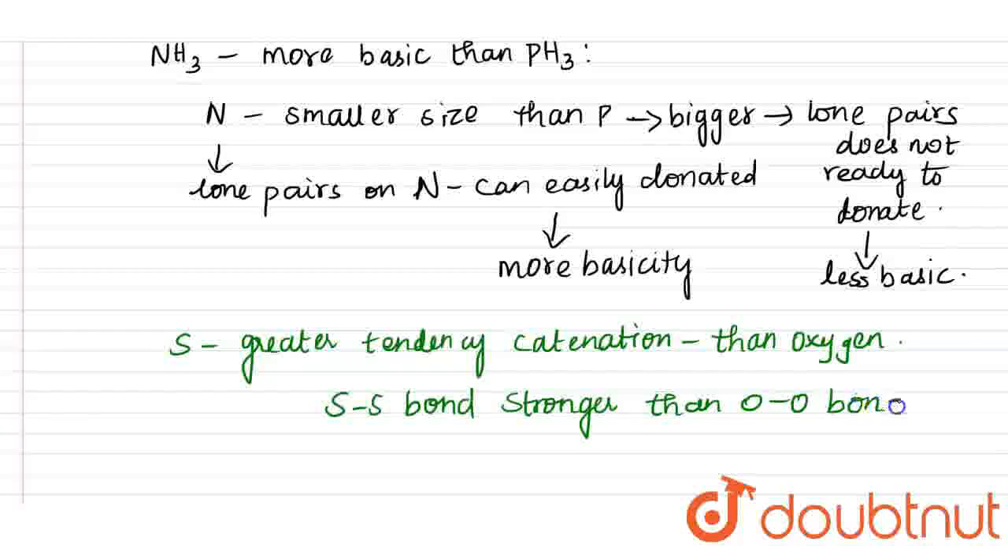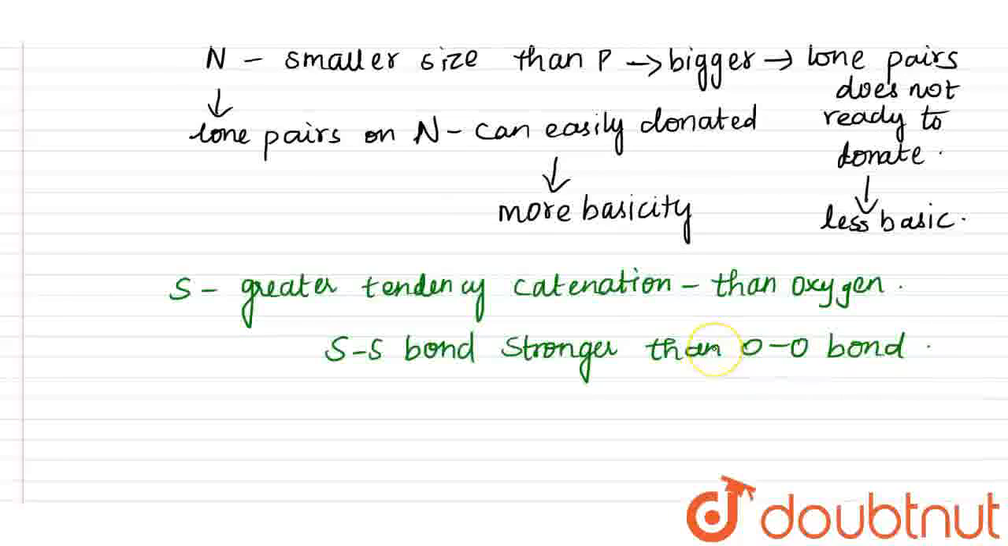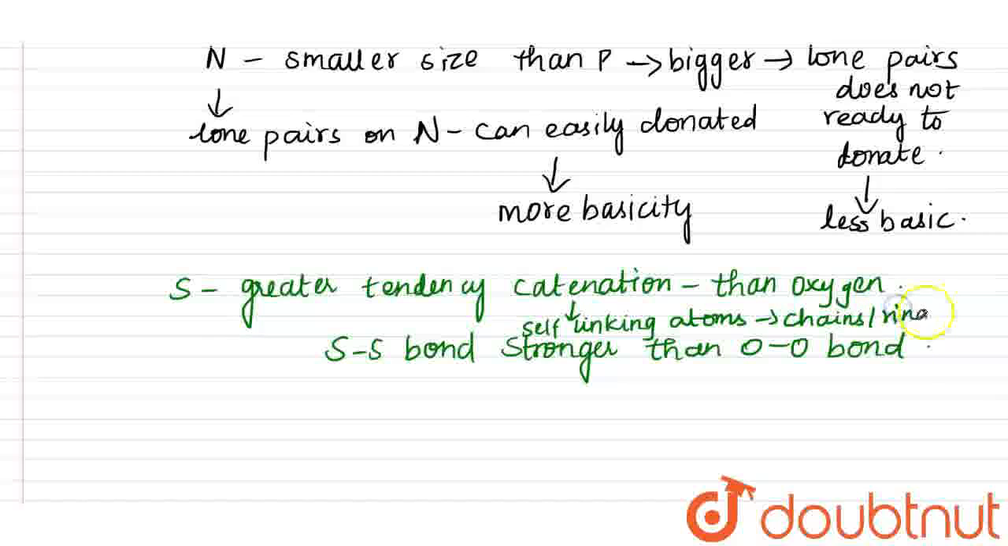Before going into the reason, we have to know what catenation is. Catenation is nothing but the self-linking of atoms of an element into chains or rings. So that is said to be catenation. Due to the stronger bonding between sulfur and sulfur, sulfur can undergo catenation more easily than oxygen. Due to this reason, sulfur can easily undergo catenation.